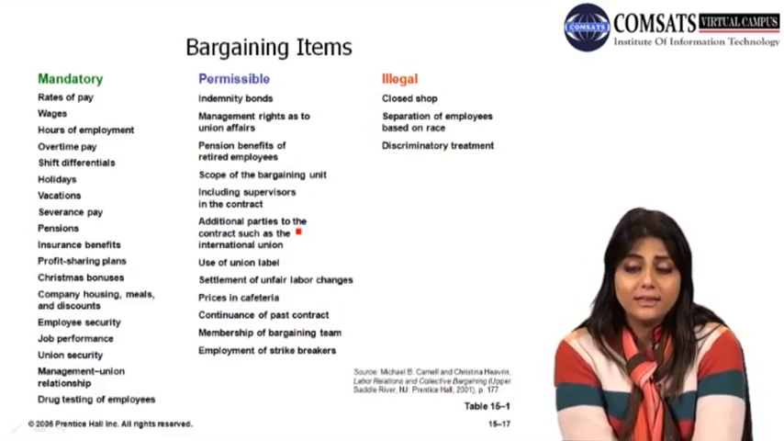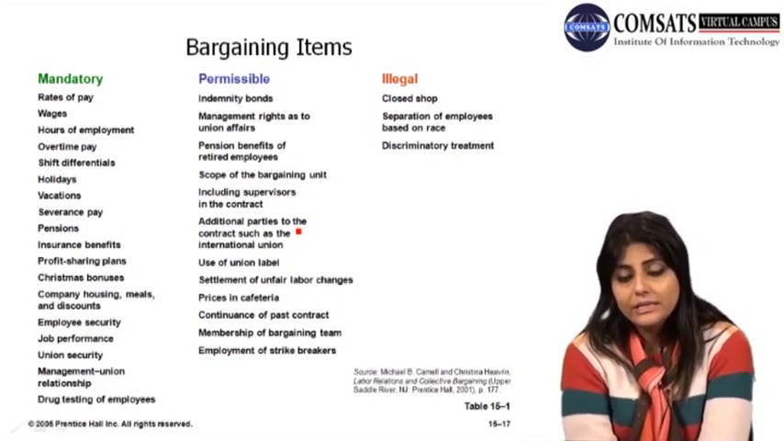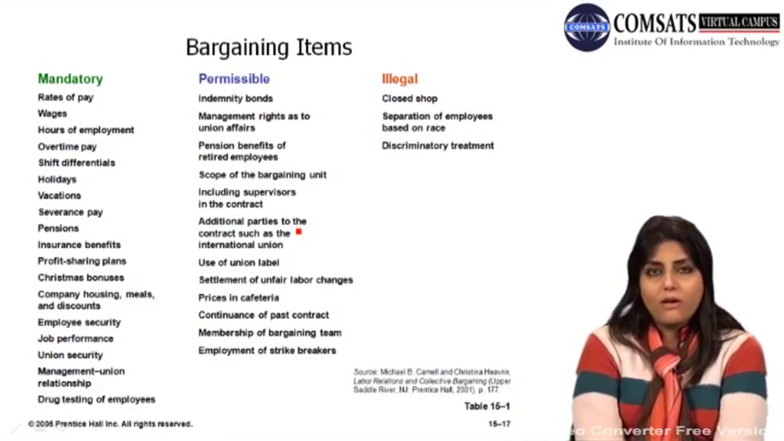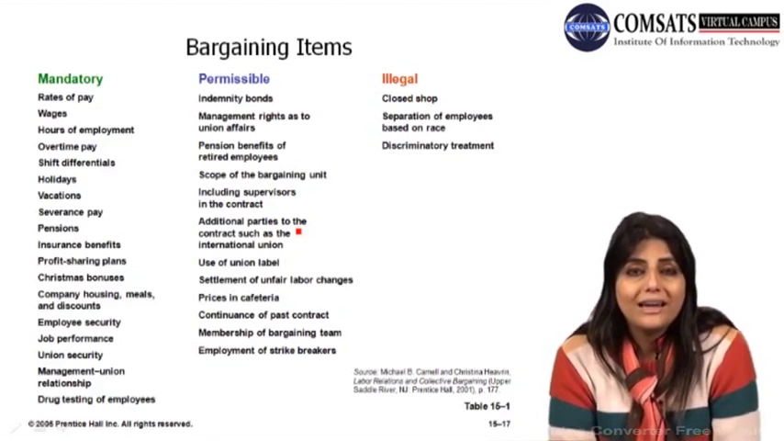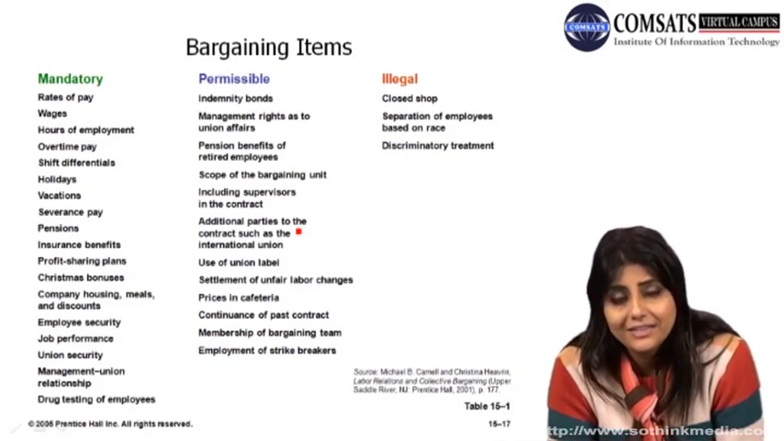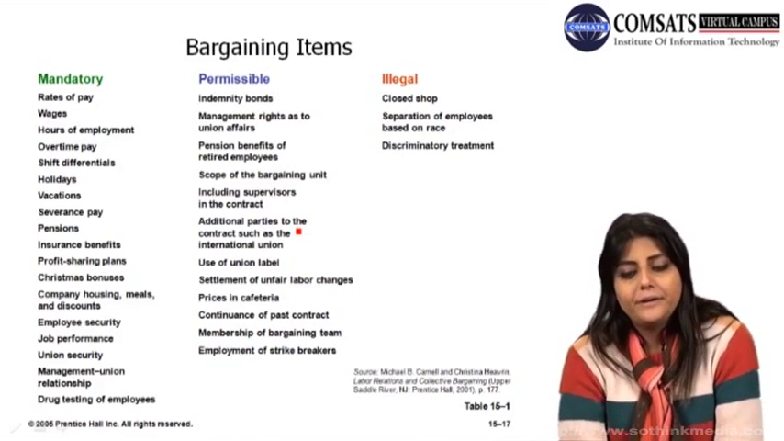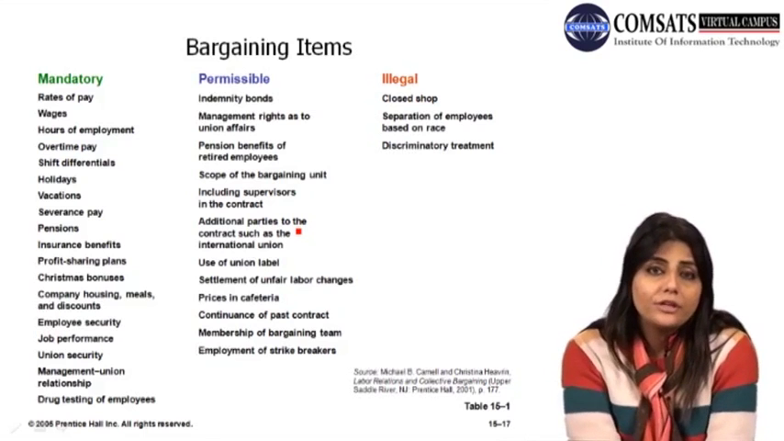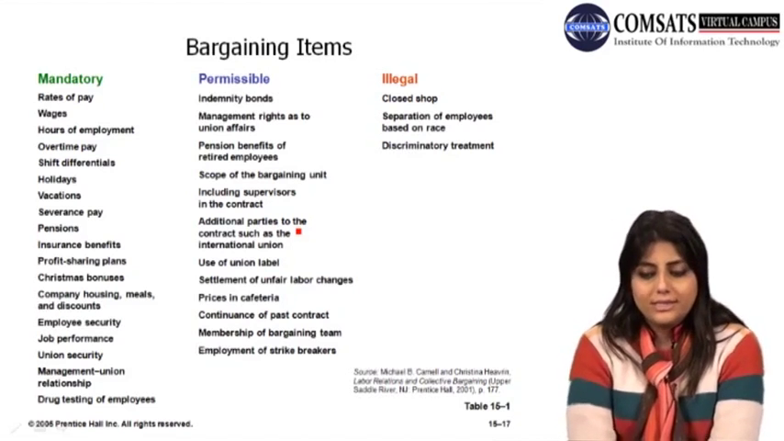Then we have the items that are illegal, such as the closed workshop, separation of employees based on race, and other discriminatory treatment. For example, asking your employer not to hire certain people or to fire certain people because you want to promote your political activity or your union activity. All these discriminatory practices are illegal. You cannot enter into negotiations or into a contract over these items.